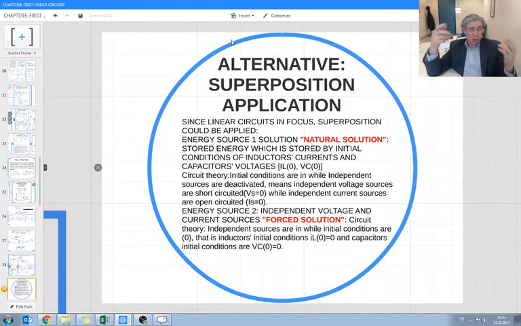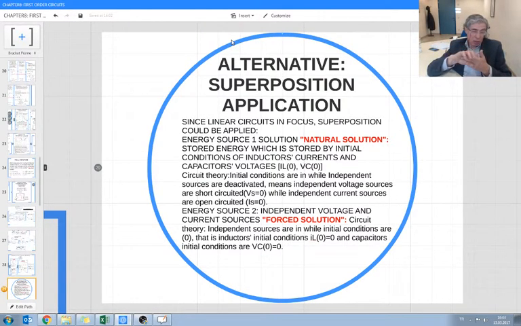So I come back to the superposition theorem now. We are saying when we deactivate the independent sources and the only energy source in the circuit is the inductor currents and capacitor voltages, that means initial condition related energy, there is a solution. This solution has a special name, we call it the natural solution.